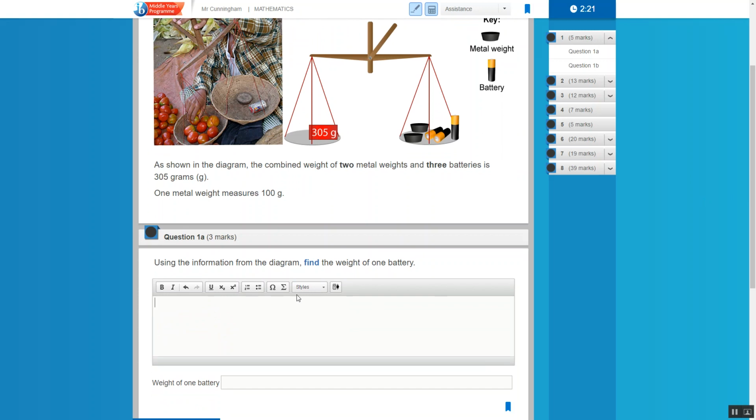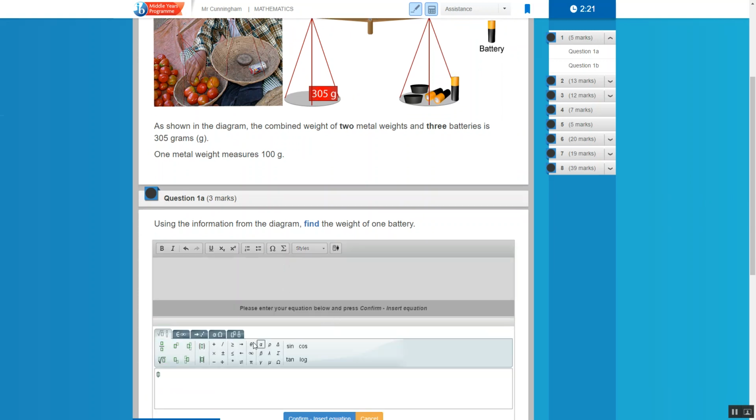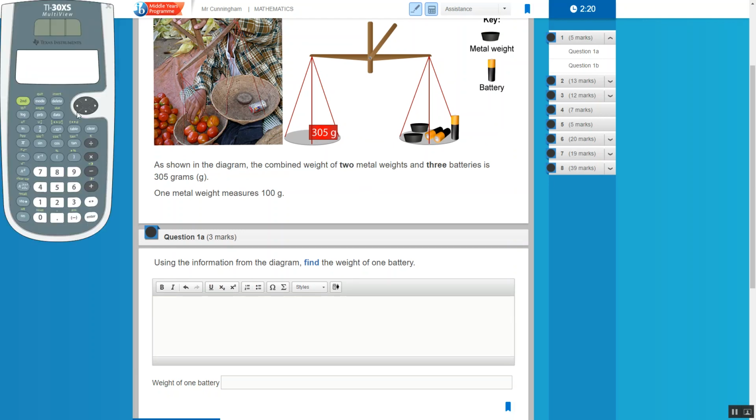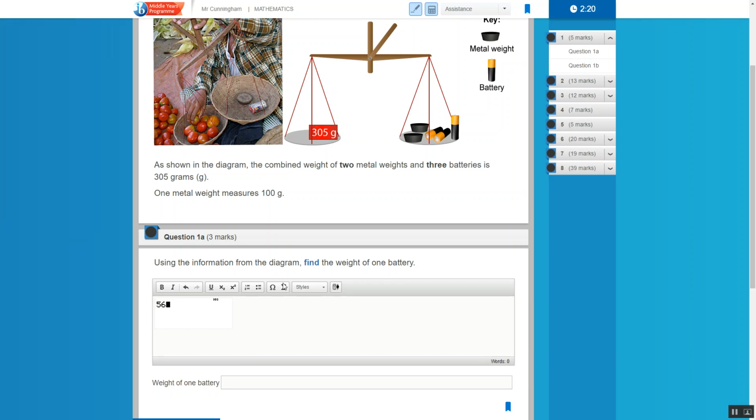So this is your answer box. You've got an equation editor, so you can type equations. Get used to playing about with this. You also have a calculator, which you can use. Get used to that, and remember, anything you put into the calculator, you can transfer right across onto the screen. So please get used to playing about with it.